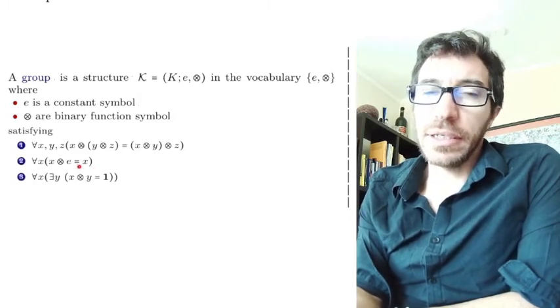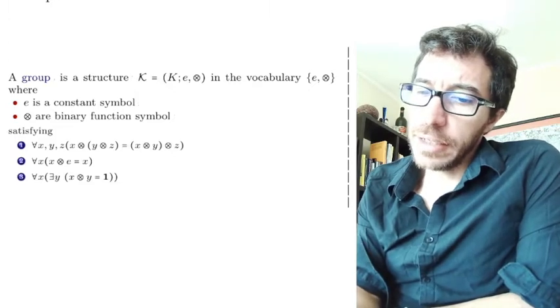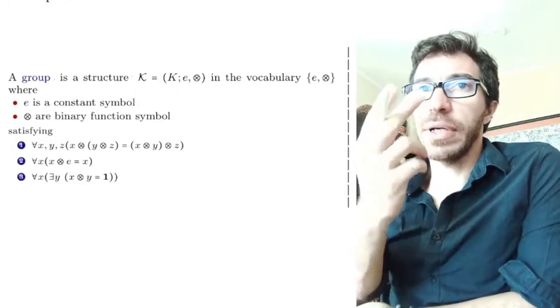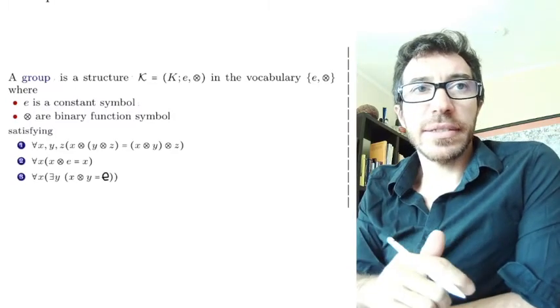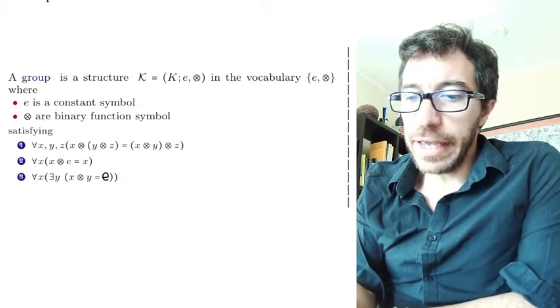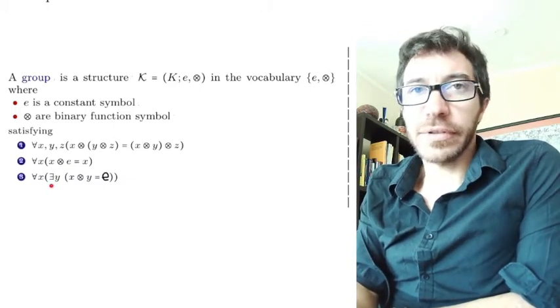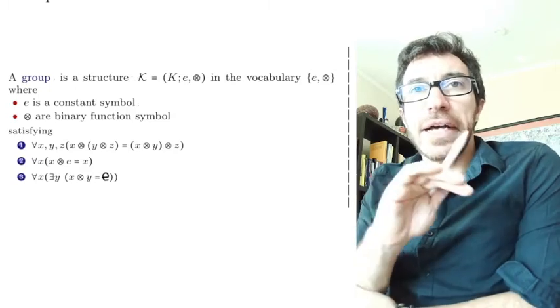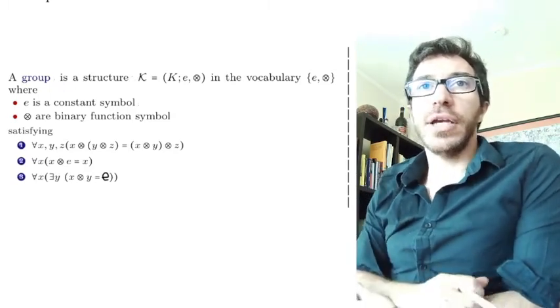X times E equals X for every X. Actually, you should also add E times X, like the other way, equals X. And we have an inverse statement that says that for every X, there exists a Y, such that X times Y is the identity. So the Y is the inverse of X, right? So these three statements, if you satisfy those, then you're a group, okay?